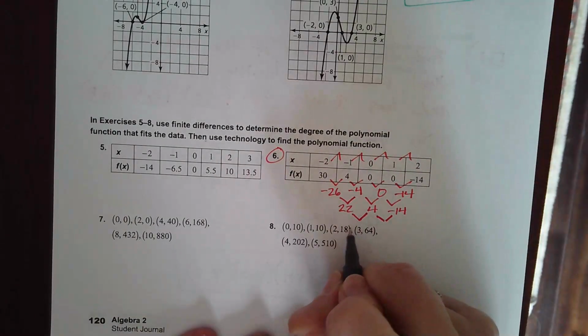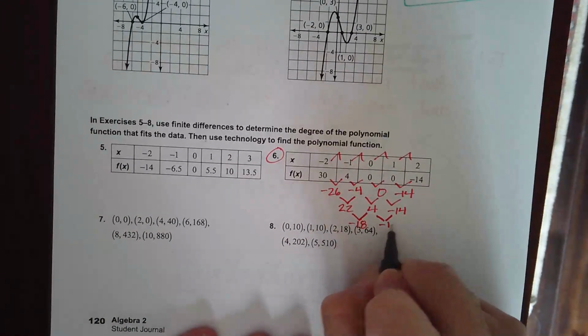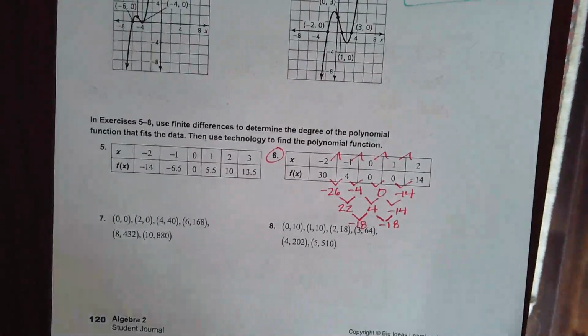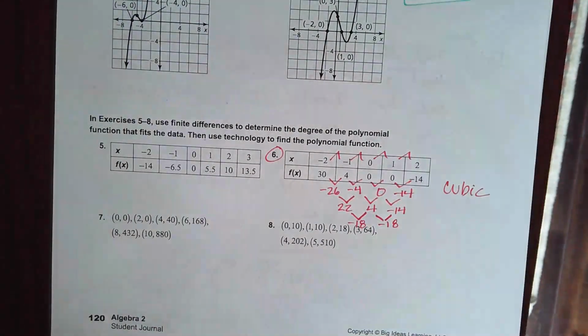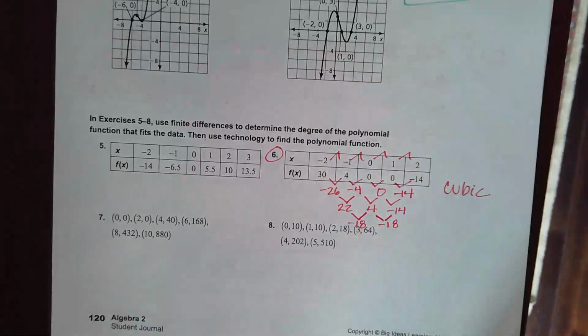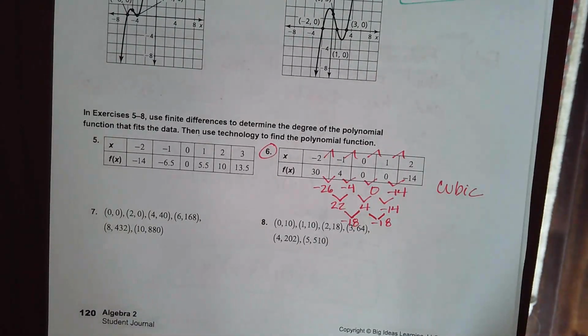4 minus 22, negative 18. Negative 14 minus 4, negative 18. All right, finally, my third differences are the same, therefore it's a cubic. So now you are going to write the equation, and it says you can use technology. So what you can do is plug this into your calculator, plug in the table, and write your equation.